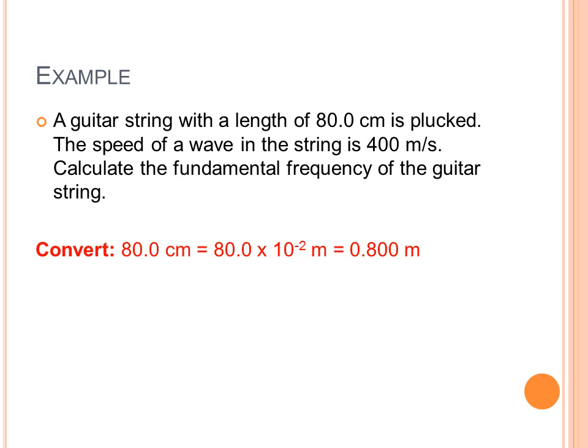The first thing that I notice about this problem is 80 centimeters. Centi, which I already have memorized as my Greek prefix, is 10 to the negative second, so I convert 80 times 10 to the negative second meters, which is just 0.800 meters.